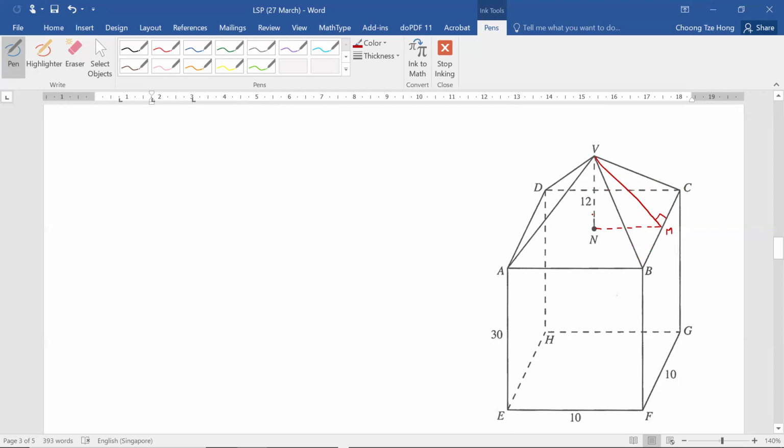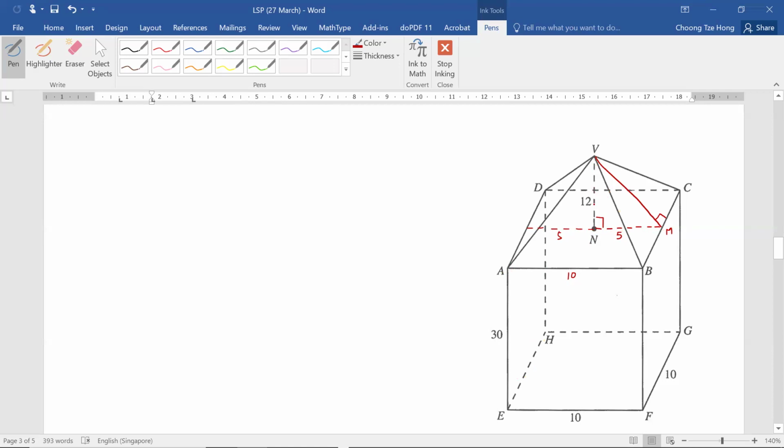This triangle VNM is also right angled because, as mentioned earlier, it's a right pyramid, and the point N is directly below the point V. So what is the length of NM? Over here you see that AB is 10. AB is the same length as EF. So if you go from the center all the way here, this NM will be exactly half of the length of AB, so this will be 5. If you extend over to the other side, then that will be the other 5. So NM is going to be 5.